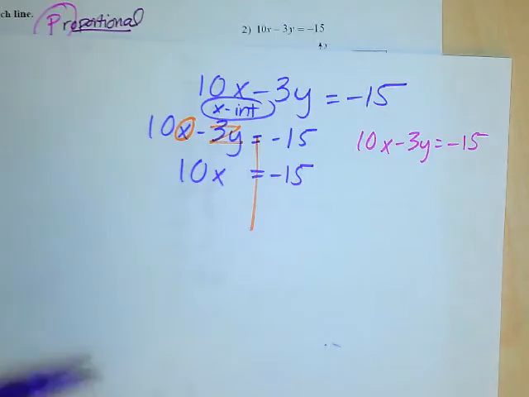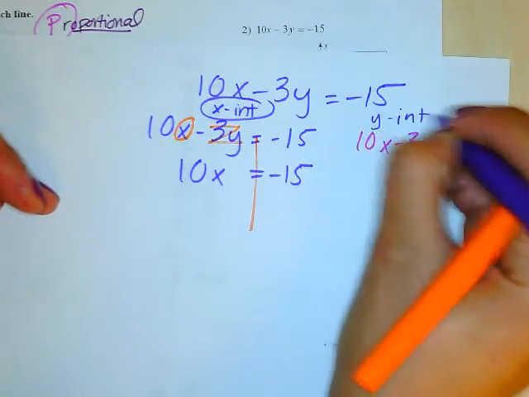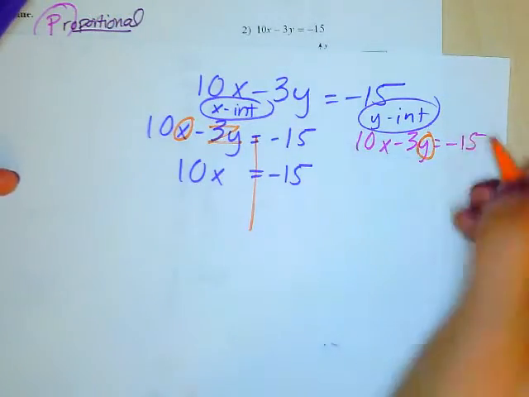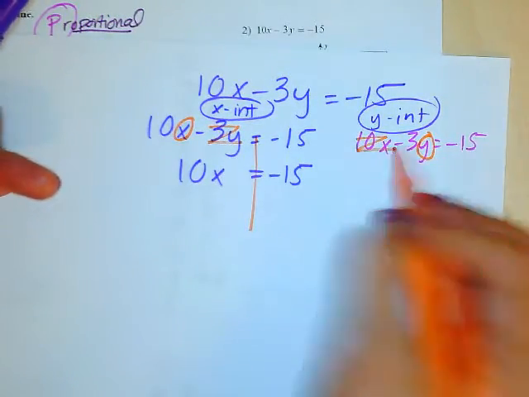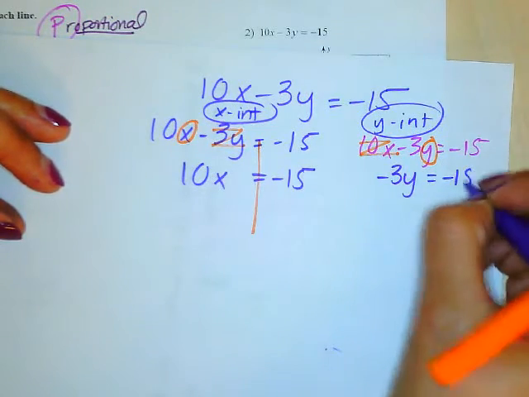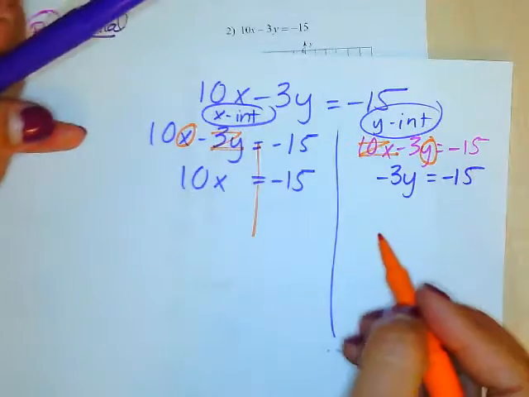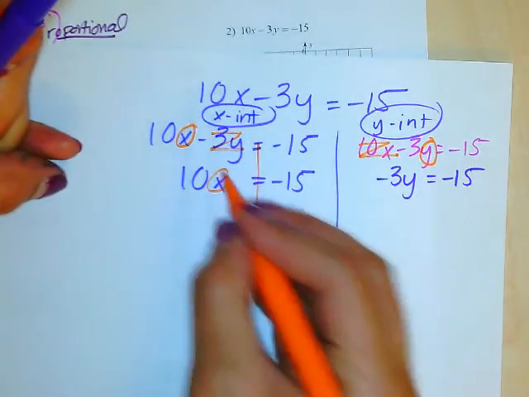Over here, I'm going to circle the y because I'm going to solve for my y-intercept. So I'm going to circle the y, which means I'm going to zero out the x. So over here I have left negative 3y equals negative 15. Okay? Now that I have that, I'm going to solve for each of the letters.